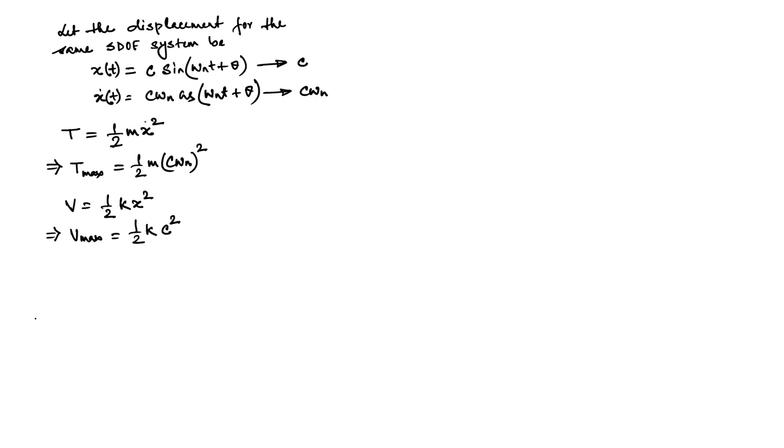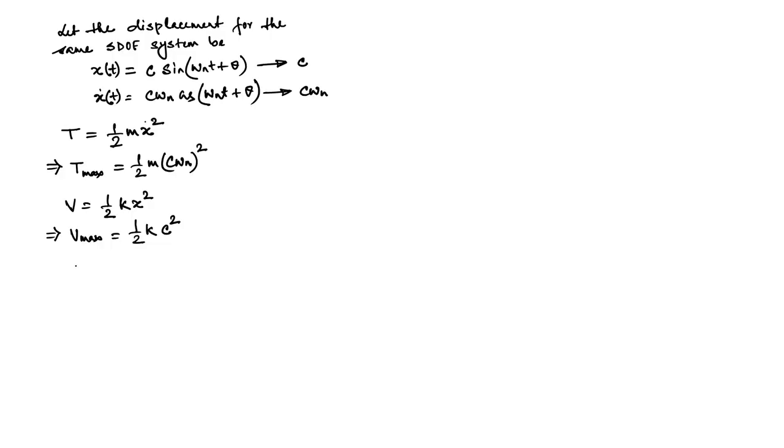Now, if we have a system where there is no energy dissipation, the kinetic energy is converted to potential energy and vice versa. If you recall the example of a pendulum, we allow the bob initially to have a displacement and then release it, so it automatically swings about its equilibrium position. So we balance these two, so T max will be equal to V max. Then we get half m c omega n whole square equal to half k c square. And then ultimately you get omega n square equal to k by m. So this is another approach to find the natural frequency of the system.